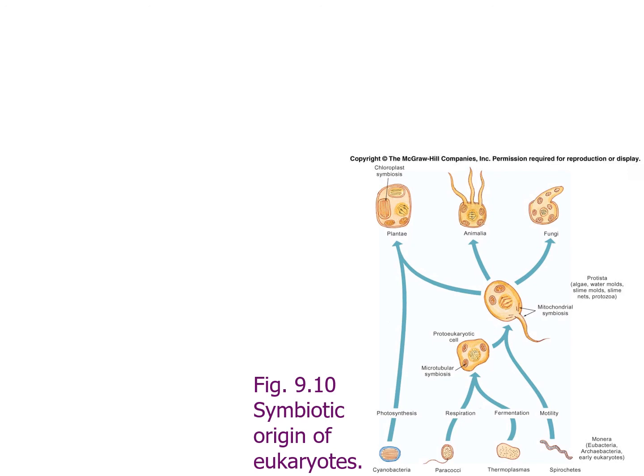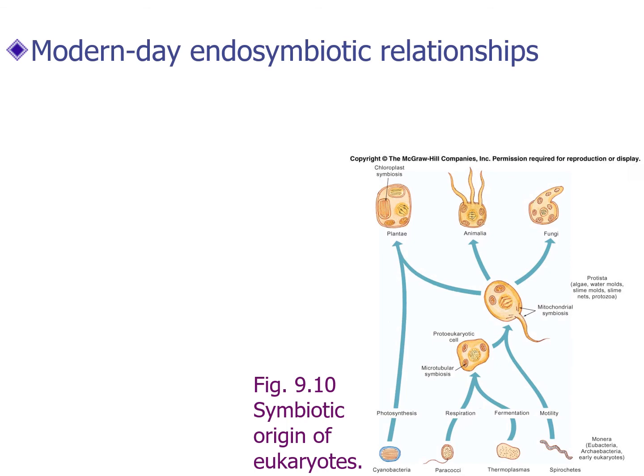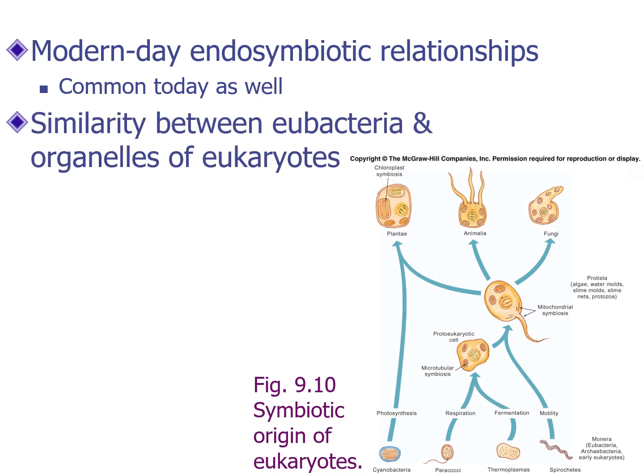So it's single-celled organisms functioning as a common organism. So endosymbiosis, we see a lot of modern-day endosymbiotic relationships when we look at our own cells. It's very, very common. The similarities between our bacteria, the little eubacteria, the prokaryotic organisms, and the organelles, the structures inside of eukaryotes, are very, very striking. They're the same size. They're the same function.